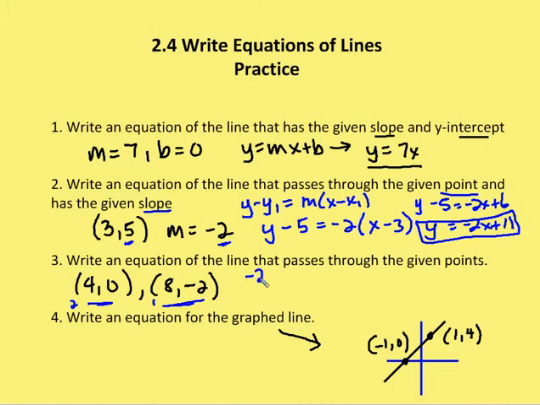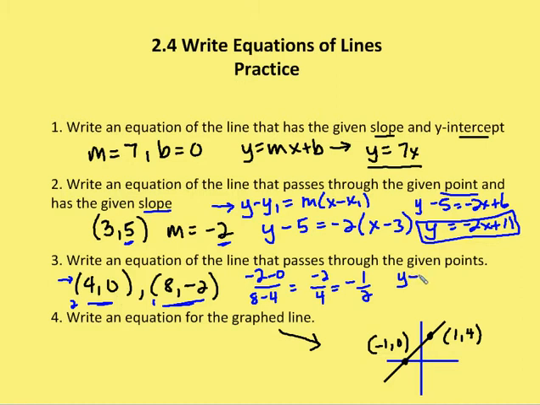Okay, so I've got negative 2 minus 0 over 8 minus 4, which leaves me with negative 2 over 4, which leaves me with negative 1/2. So I have a slope of negative 1/2. Now I'm going to rewrite this as a linear equation using my point slope form. So I have y, and I'm going to use the point 4, 0 because it's easier when you have a 0. It just makes it more simple because you don't have to do much distributing on the right hand side.